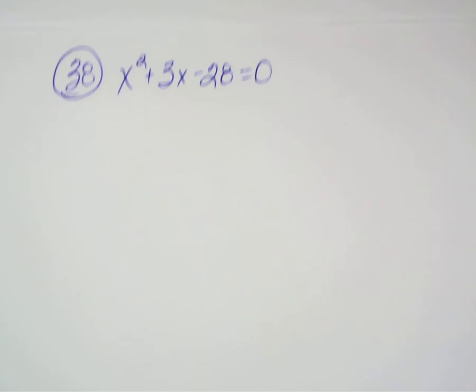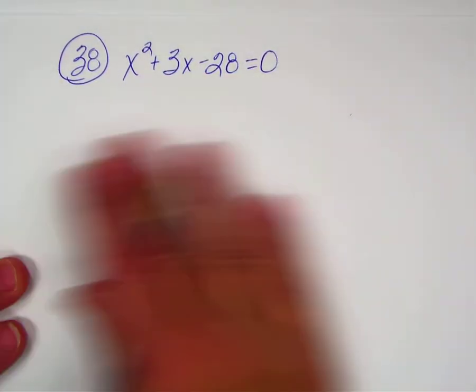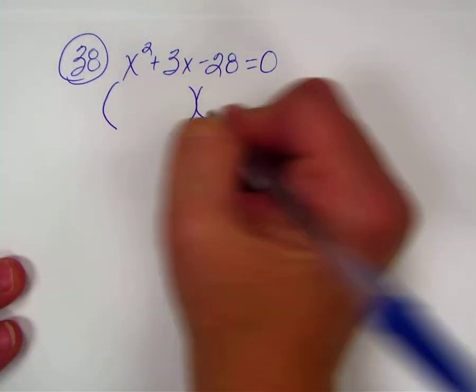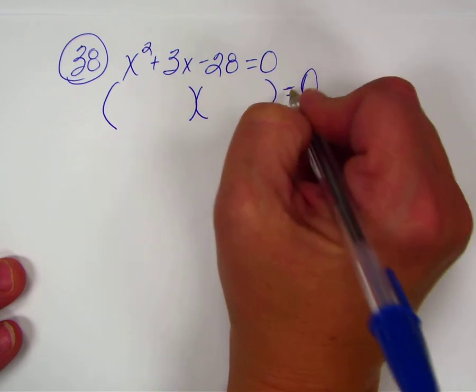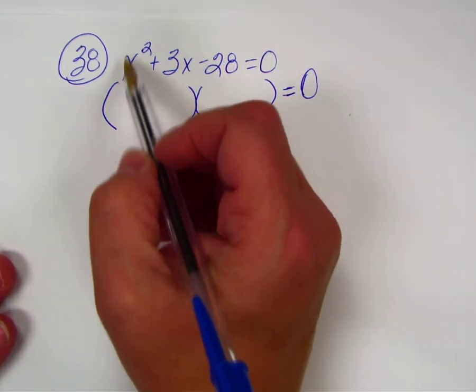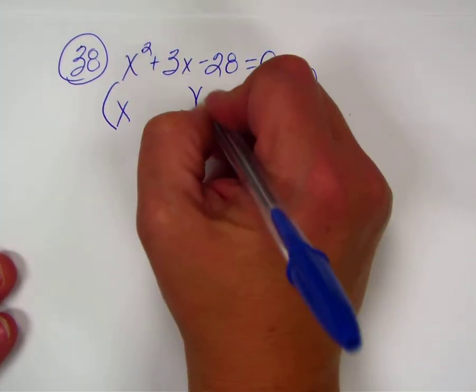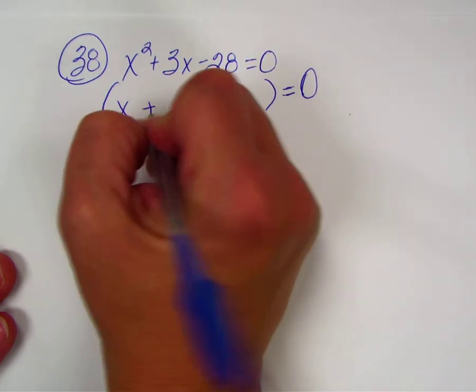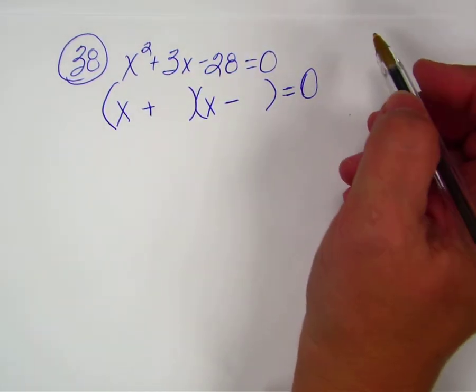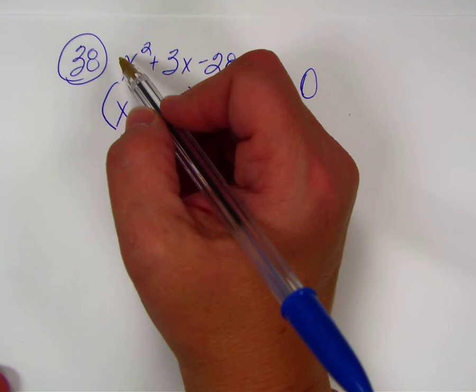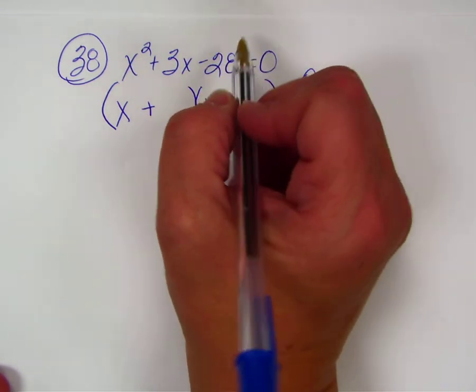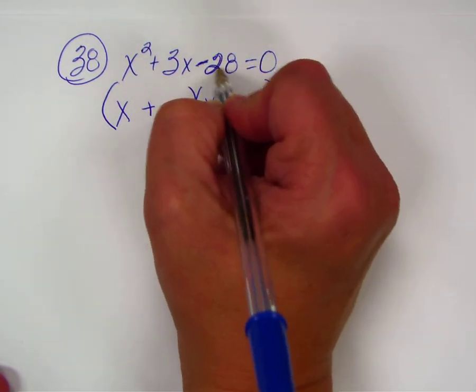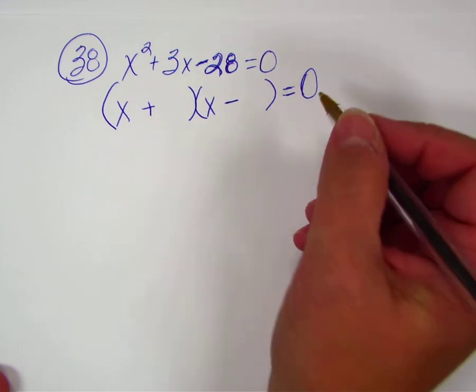Okay, 38. I'm supposed to solve this by factoring, so 2 sets of parentheses. This one's not as hard because there's a coefficient of 1 here. That's a minus sign, so they alternate. Now, if there's a coefficient of 1, remember, these are the easy ones. It's got to multiply to give you negative 28, and it's got to add to give you 3. What do you think?